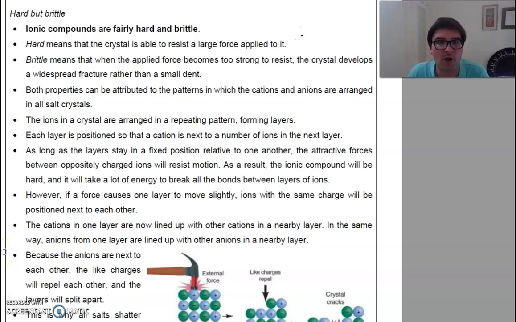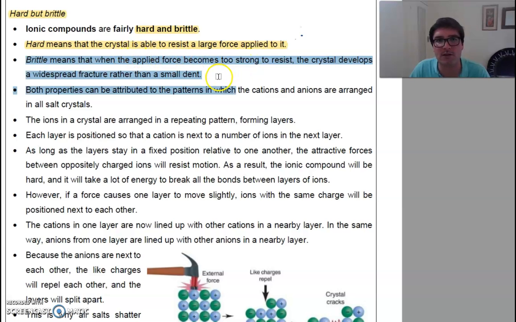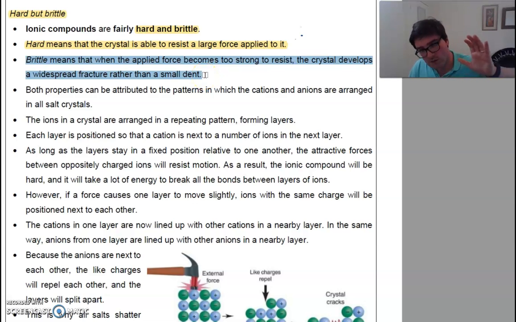The next property of ionic compounds that we are going to look at is the fact that they are hard but brittle. Now, what do we mean by saying they are hard but they are brittle? Okay, so first of all, hard means that the crystal is able to resist a large force applied to it. Brittle, on the other hand, means that when the force is applied and it becomes too strong to resist, the crystal will develop a fracture that will cause a split in the whole crystal lattice rather than a small dent.